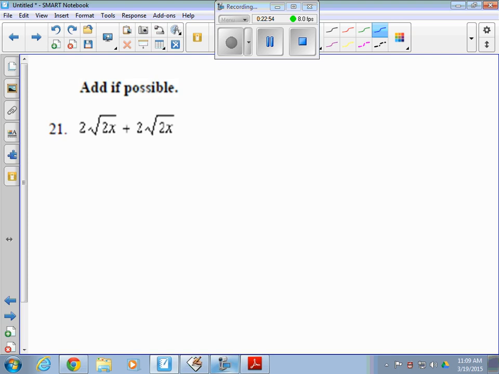21 tells you to add, if possible. Both of them say the square root of 2x. So you add 2 and 2, and you get 4. You add that and that. You get 4 times the square root of 2x.